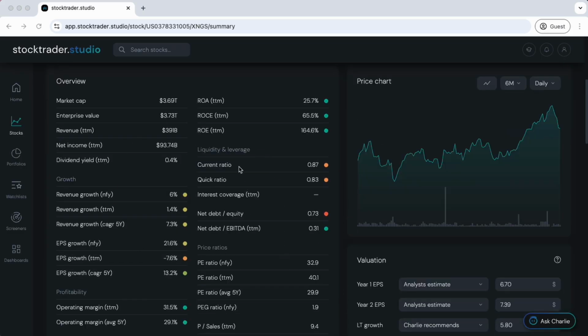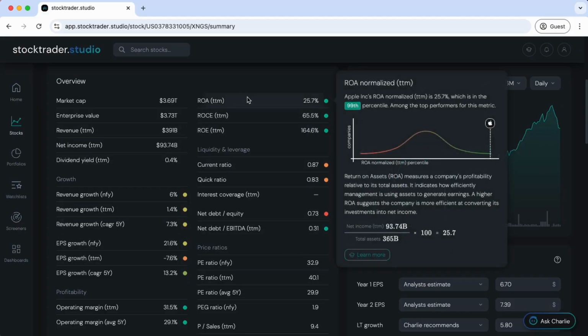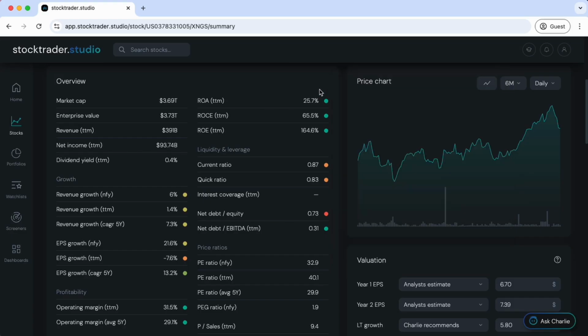This is the company summary where right off the bat StockTrader.studio gives me some visual clues about how the company is doing over some key financial metrics. There are helpful red, amber, green indicators next to each one. By hovering on each of these metrics you will get more information such as the metric definition, the formula used for the calculation, and a graph that shows how it compares to the rest of the market.